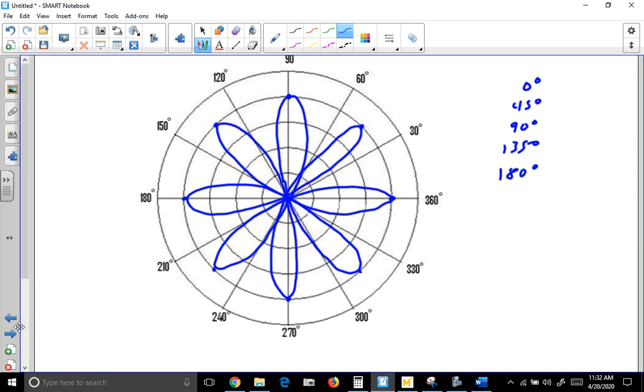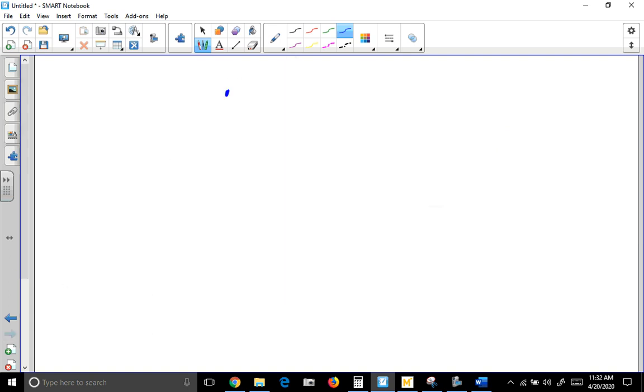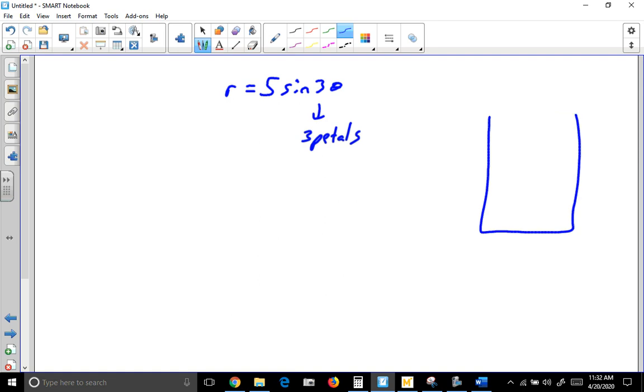So let's do another one. Let's do one that deals with sine. Let's do r equals 5 sine 3 theta. So since that's odd, we have 3 petals. We've done that before. But the difference here is where it's going to start.